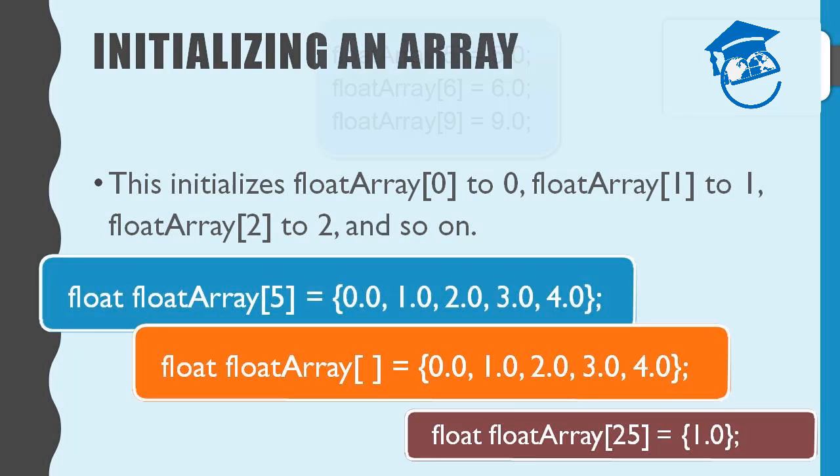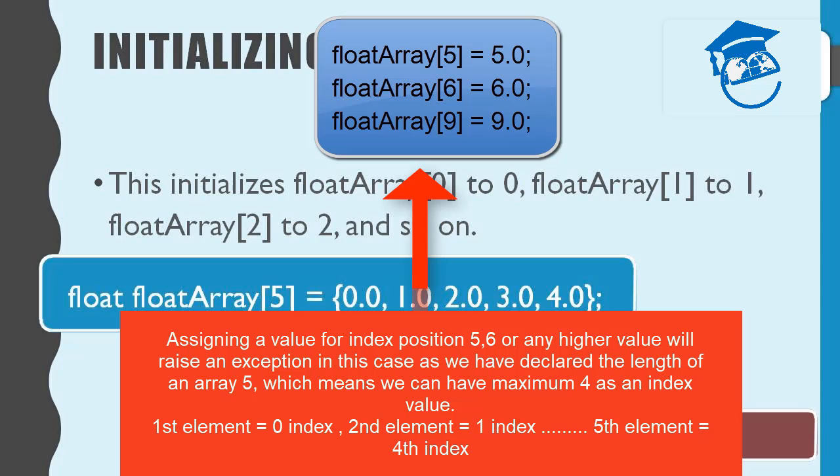Now remember, if you try to do something like assigning values for the index position 5, 6 or something more than that, you will get an exception, because as we defined the length of this array as 5, we cannot have index position 5 and more than that.